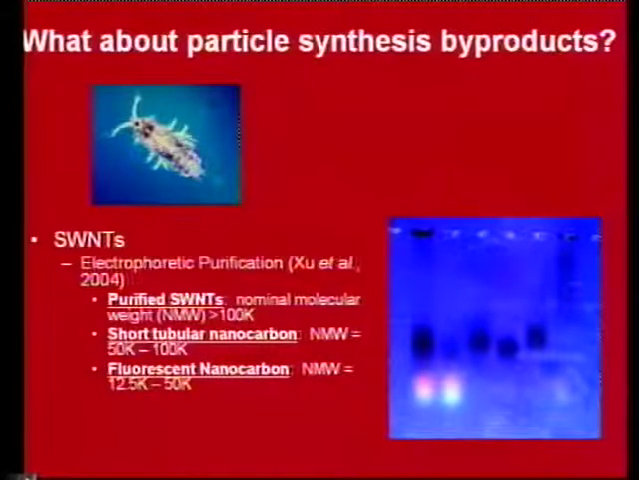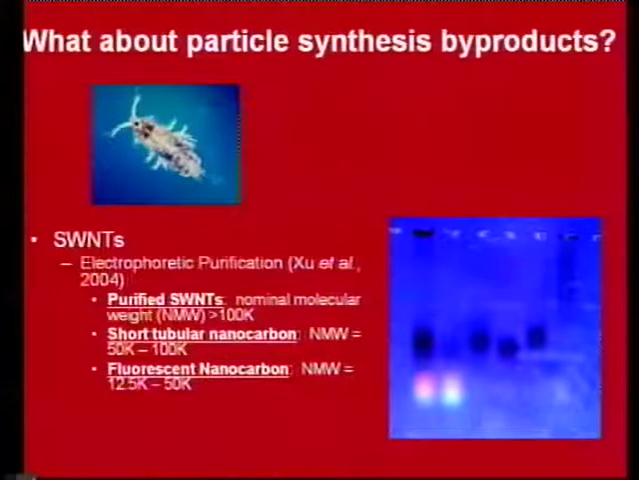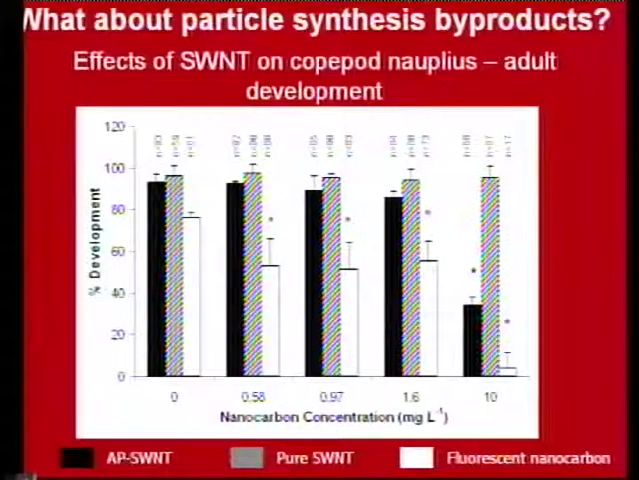They're produced through an arc charge discharge with metals, and you can see this is an electrophoretic separation on a gel, and you can see that these are single-walled carbon nanotubes right here, but there are actually two smaller by molecular weight products called short tubular nanocarbon, sometimes referred to as nanohorns, and some sort of fluorescent material that we have no idea what it is. But these are synthesis byproducts that come along with single-walled carbon nanotubes. And so do these synthesis byproducts have any effect with respect to toxicity?